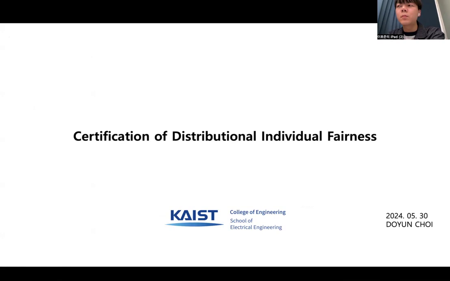We have prepared papers on two topics, fairness and convex optimization. First, I will talk about the paper on fairness. The paper I prepared is titled Certification of Distributional Fairness and was presented at the 2024 NeurIPS conference.